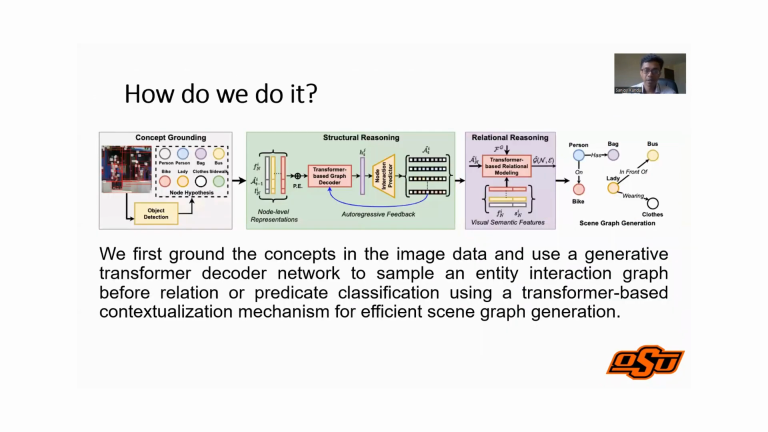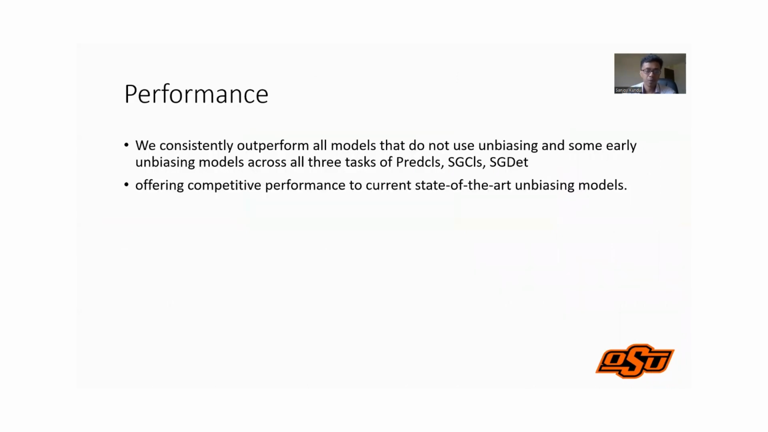At first, we ground the concept of an input image using an object detector. In the second step, we perform structural reasoning over the nodes and sample the graph with a generative graph transformer. We input this sampled graph to the third step of our approach, relational reasoning, and then generate the graph. We evaluate our approach on the Visual Genome dataset.